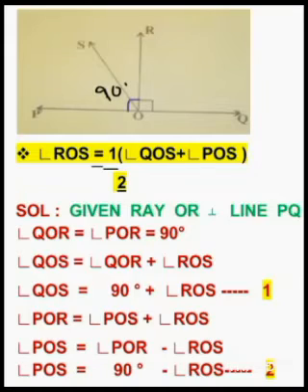Now, see the figure. Here, angle POR is equal to angle POS plus ROS, we have written. So we have to find angle POS. What we have to do? Let us transpose angle ROS to the left hand side. Then you will get minus ROS. So angle POS is equal to angle POR minus angle ROS. Have you understood this, children? Next, see. Angle POS is equal to angle POR, how much we considered? 90 degrees, isn't it? Minus angle ROS.